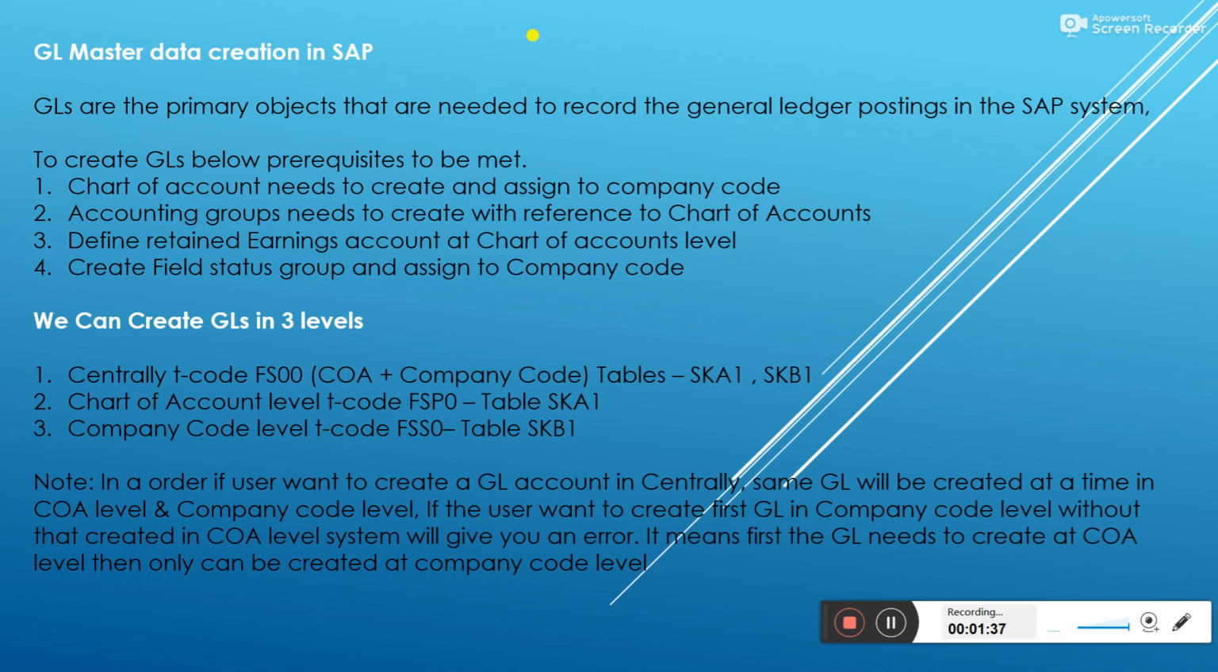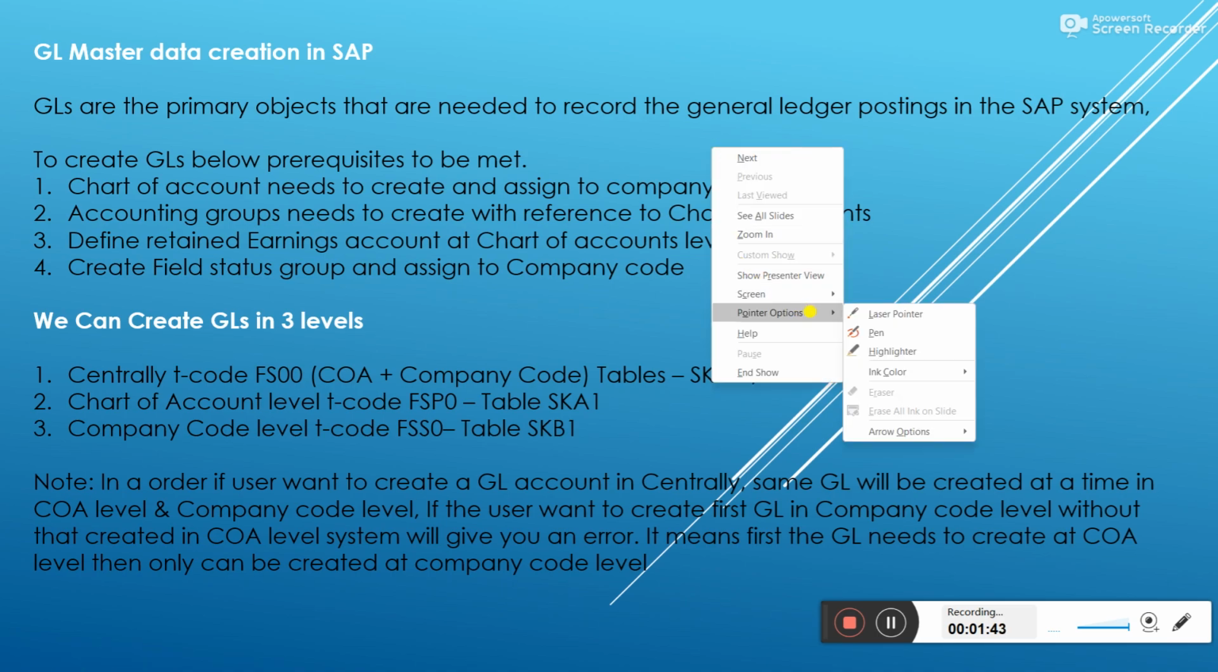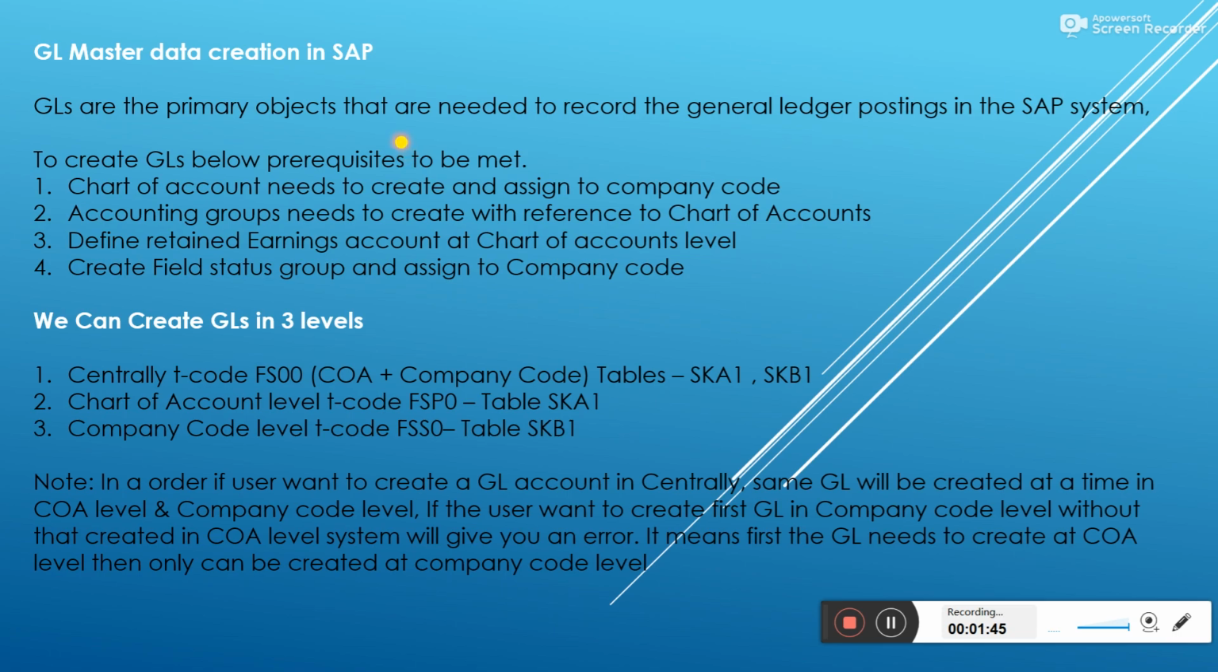Now let us see. As I told, in general ledger accounting, this is the main important component. Without GL accounts we cannot post any financial transaction in the system. To create GL accounts in the system, these four prerequisites have to be met, otherwise you cannot create any GL account in any company code. First, a chart of accounts needs to be created and assigned to the respective company code. And account groups need to be created with reference to it. Obviously, if you don't have a chart of accounts we cannot create account groups either.